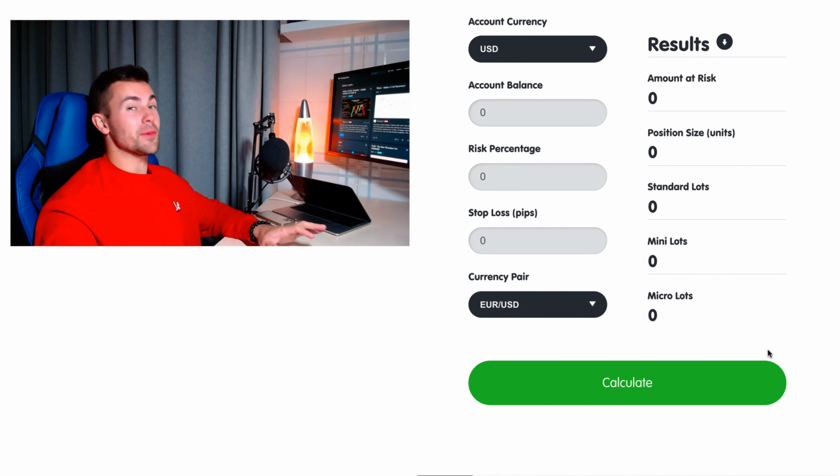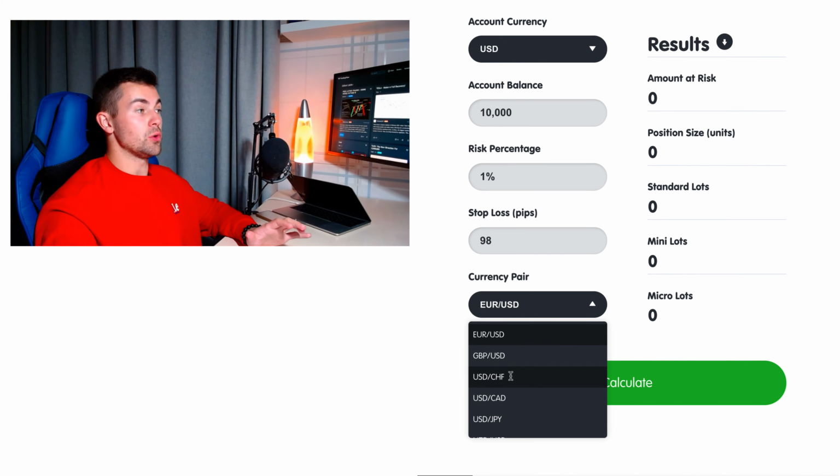And here goes the position size calculator. So the account currency, dollars. The account balance is $10,000. Risk percentage is 1% per trade. And the stop loss is 98 pips. Lastly, the currency pair. We have the dollar Swiss pair.